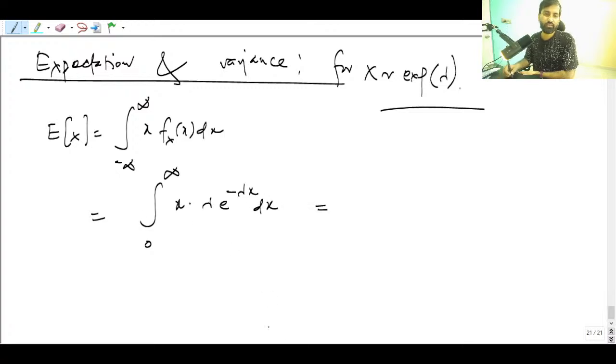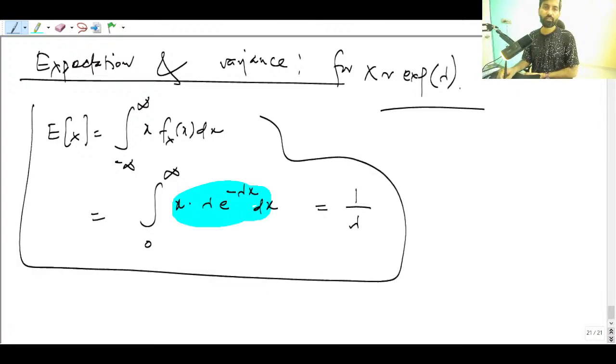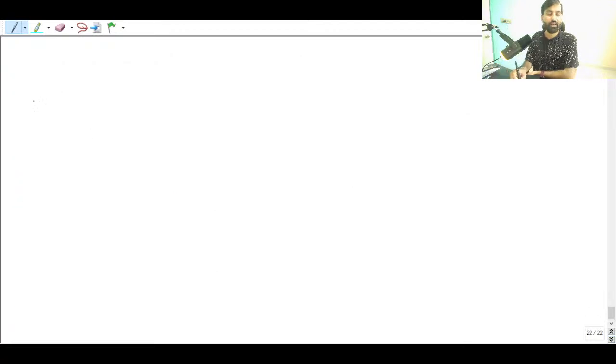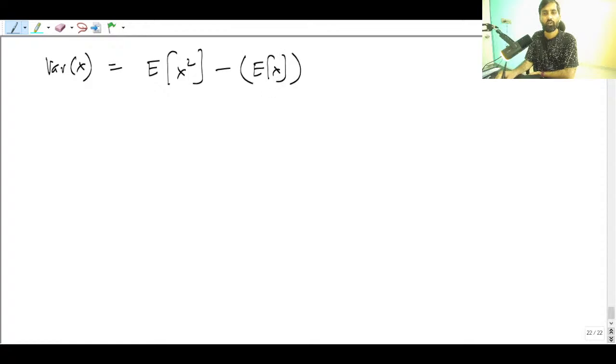So if you solve this integration, I'm not going to solve it but you have to solve it, right? So the result you can directly remember is 1 by lambda. So expectation of the exponential density function is going to be 1 by lambda. And if you want to find the variance, variance is nothing but, from the formula, expectation of x square minus the whole square of expectation of x.